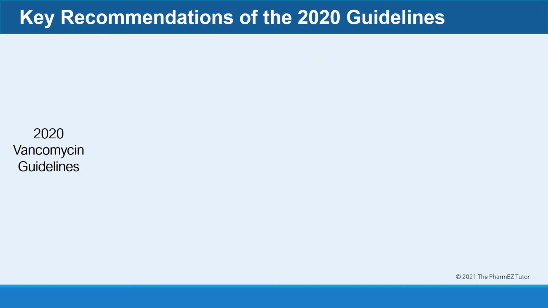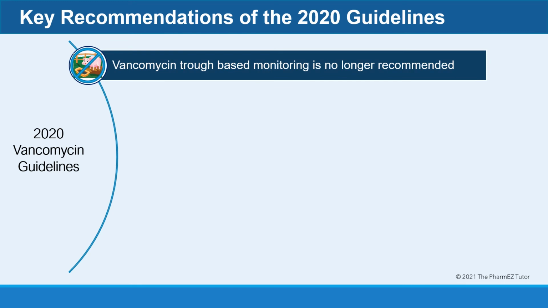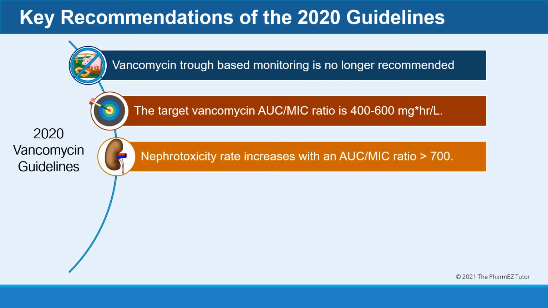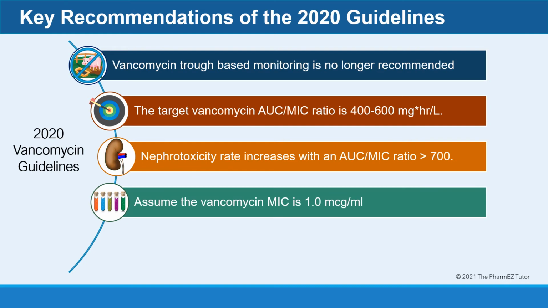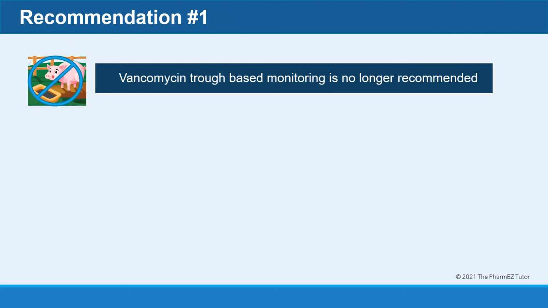Here are the 5 key recommendations of the 2020 Vancomycin Guidelines. Vancomycin trough-based monitoring is no longer recommended. The target vancomycin AUC-MIC ratio is 400 to 600. The nephrotoxicity rate increases with an AUC-MIC ratio greater than 700. Assume the vancomycin MIC is 1.0 micrograms per mil. And the preferred approach to monitor AUC involves the use of Bayesian software programs. So let's take a look at each recommendation a bit more closely.